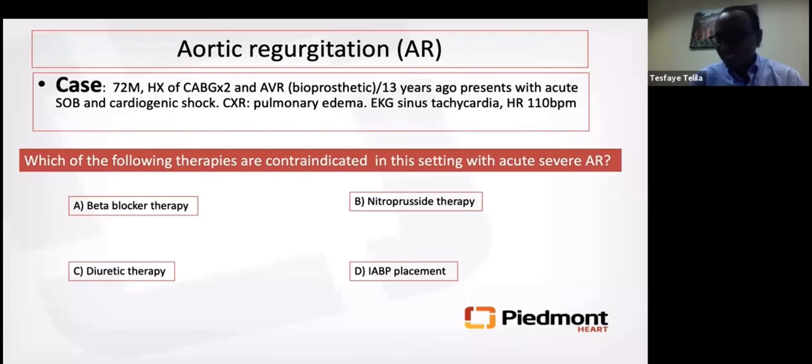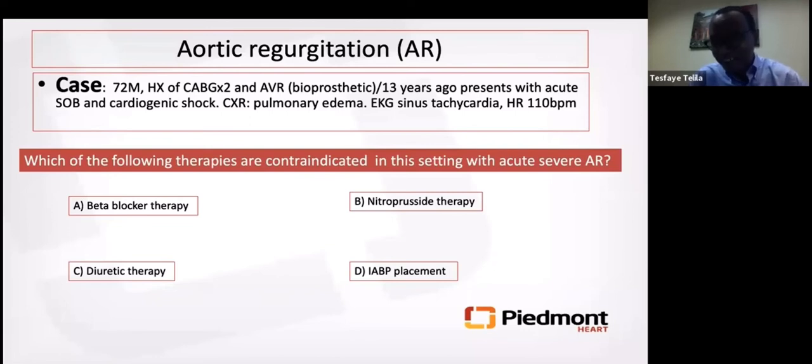Okay, so do not slow them down. They have severe aortic regurgitation. Until you actually give them some sort of therapy, slowing that patient down is mainly compromising their cardiac output. So beta blocker therapy is not a good choice.